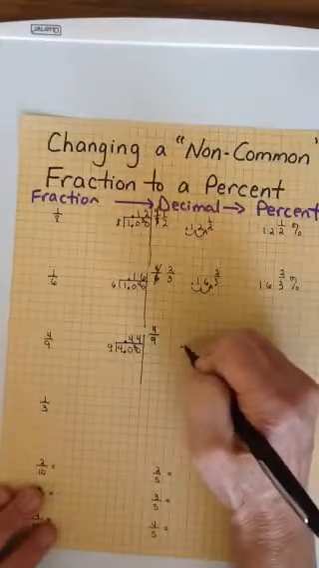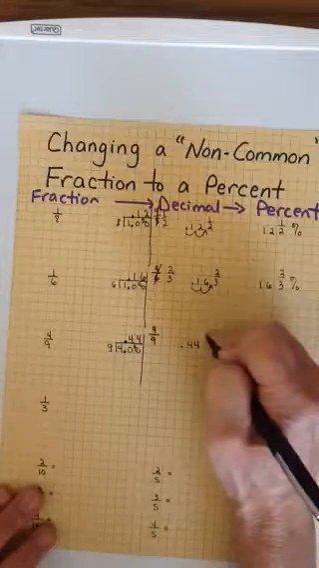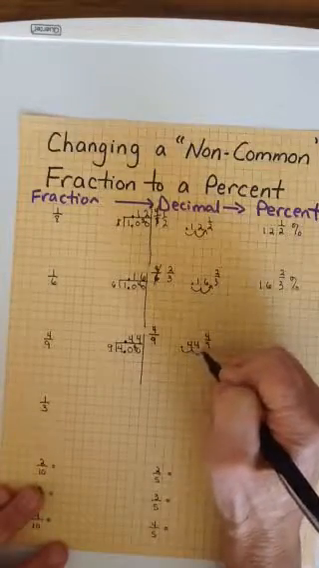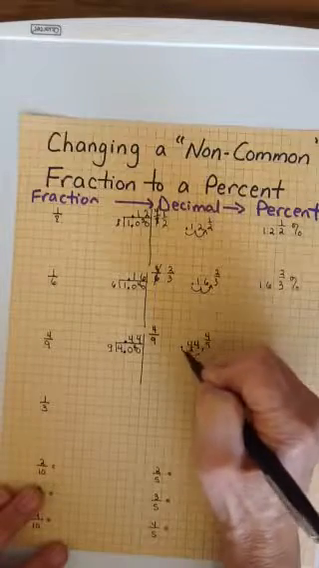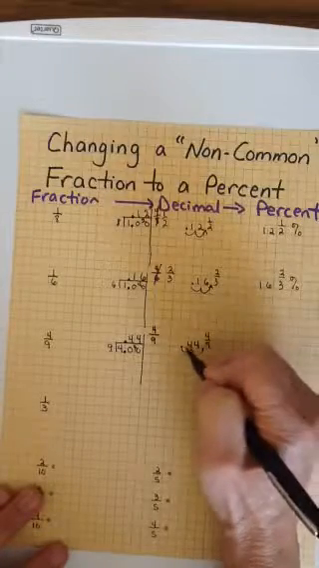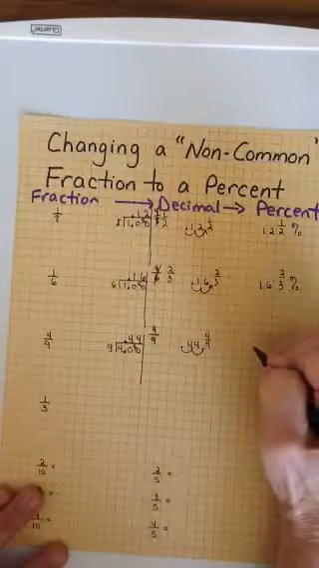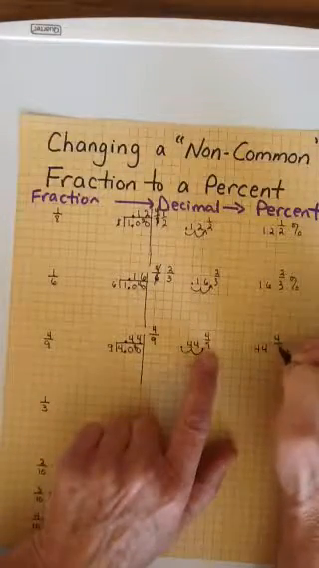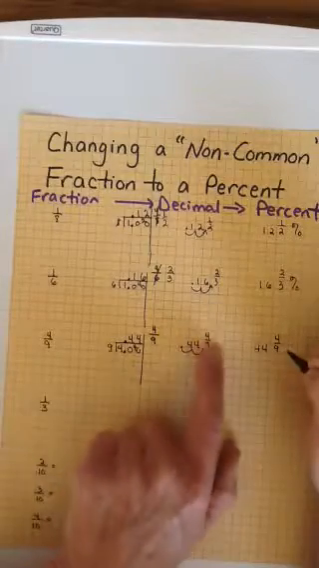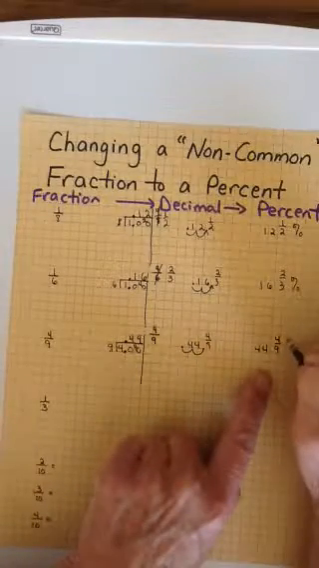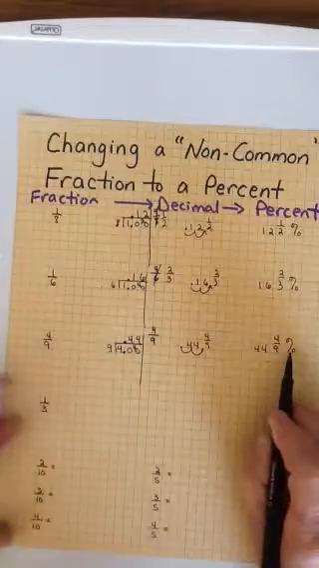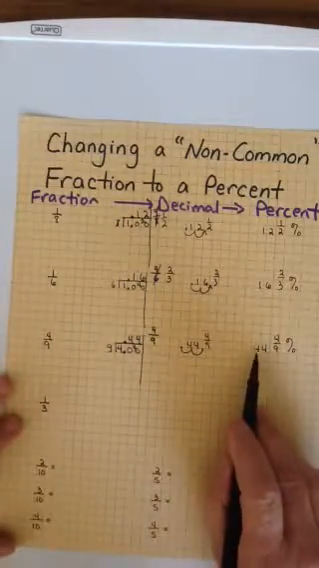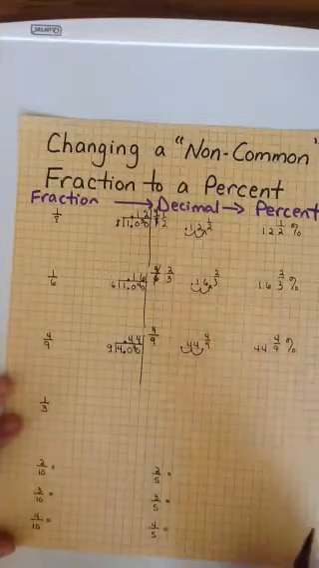Next, I move the decimal point 2 places over to the right, which turns 0.44 into the whole number 44. And then I include that fraction that I ended up with at the end of that division problem, tack on my percent sign. So 4/9 is equivalent to 44 4/9%.